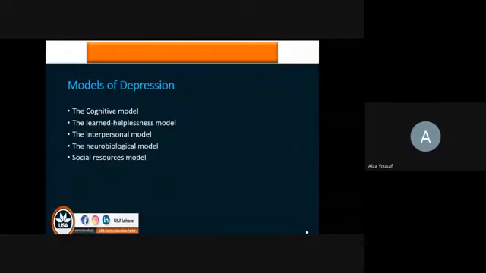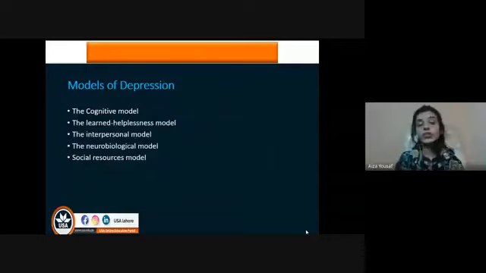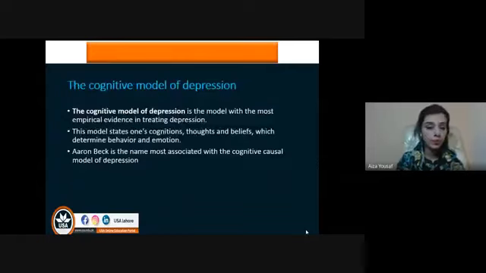Now, there are some different models of depression which may also be used in the procedure of assessment. There are five models of depression. Number one is the cognitive model. Number two is the learned helplessness model. Number three is the interpersonal model. Number four is the neurobiological model. And number five is the social resources model. Now we will take a look at them one by one.